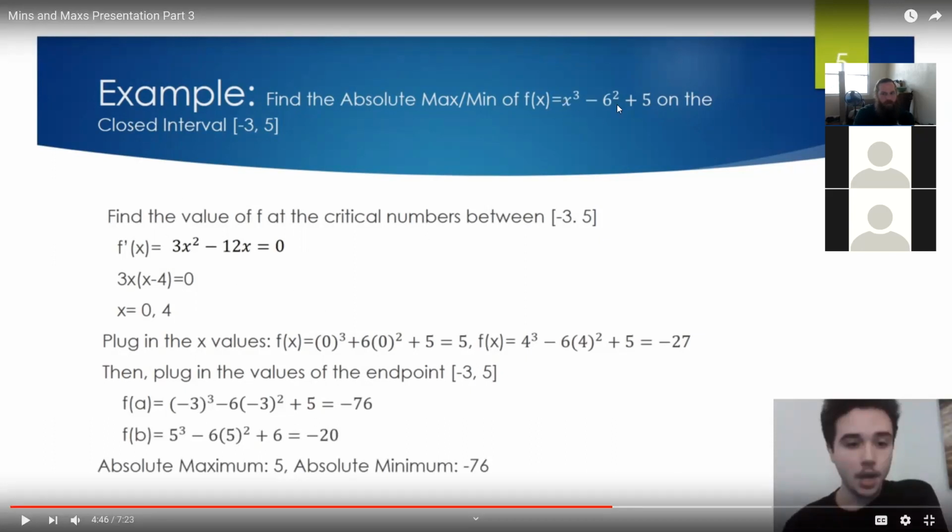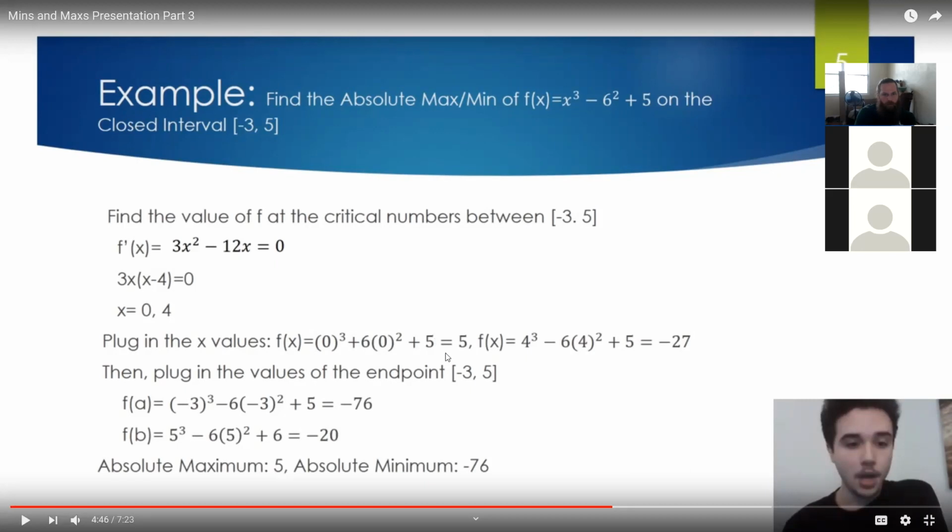The function is x cubed minus 6x squared plus 5, whose derivative is 3x squared minus 12x. We can factor that. So 0 and 4 are the critical numbers. And so this would be f of 0. f of 0 is equal to 0 cubed minus 6 times 0 squared plus 5, which is indeed 5. f of 4 is 4 cubed minus 6 times 4 squared plus 5, which is negative 27.